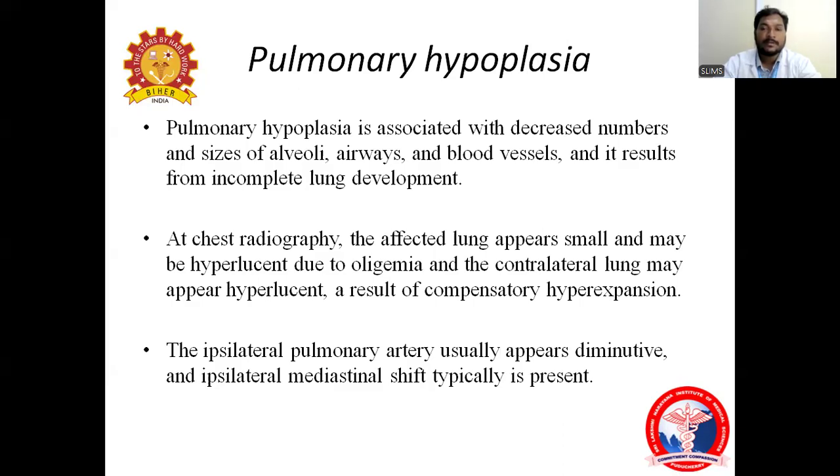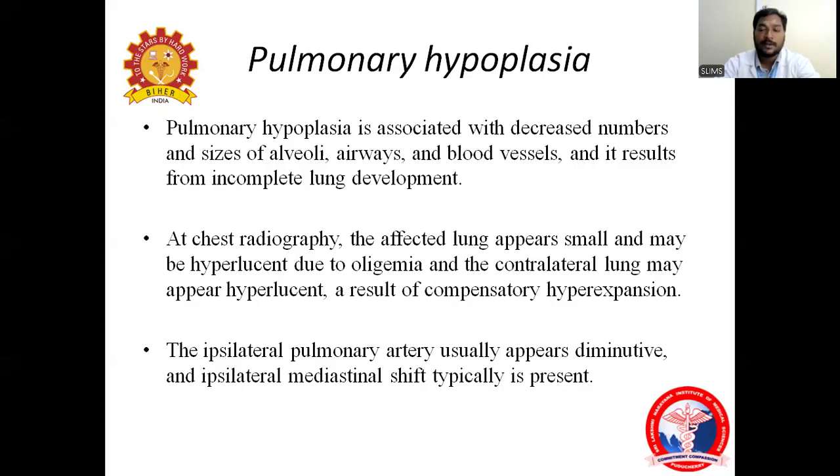At chest radiography, the affected lung appears small and may be hyperlucent. This hyperlucency may be due to oligemia, as well as the contralateral lung may appear hyperlucent as a result of compensatory hyperexpansion. So, in case of pulmonary hypoplasia, the affected lung will be smaller in size on chest radiography, as well as the opposite lung will go for hypertrophy and air trapping also may be seen.